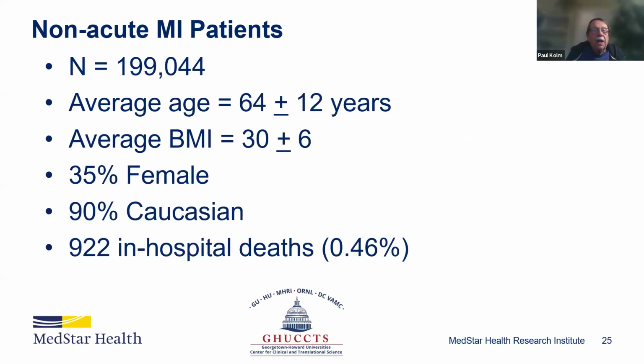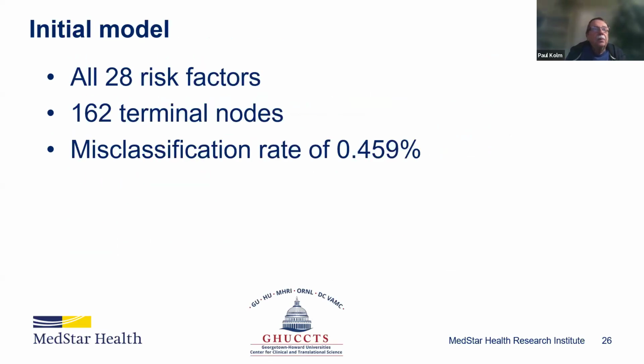And then finally, we have the non-acute patients. The in-hospital death rate is really small here, actually less than 0.5%. We include all 28 risk factors. In the initial model, we get 162 terminal nodes, and our misclassification error rate is really just about the same, a little less than 0.5%.